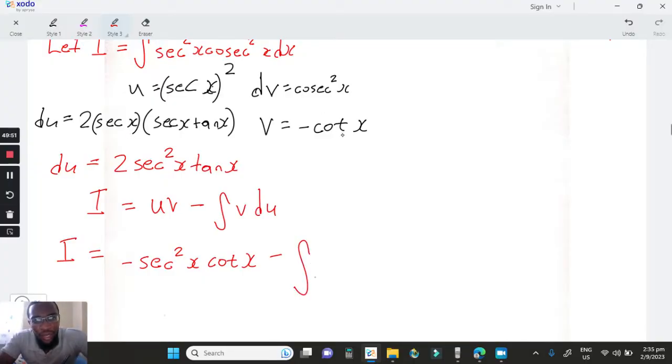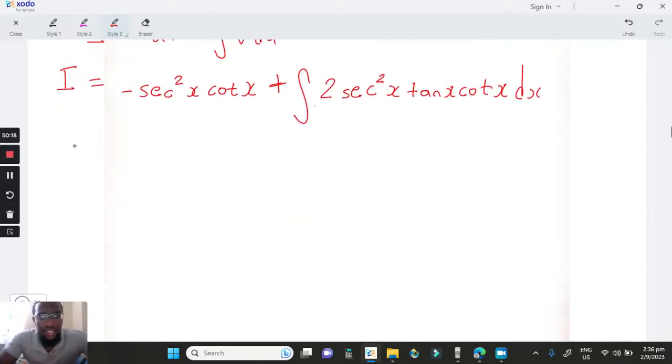Now v, remember cot is cos x over sine x. Also this negative and the negative in the formula will let this become positive. I hope everyone is following there. In this case now I'm going to put 2 sec square x tan x cot x. It was a negative cot x, but the negative and the negative let it become positive.